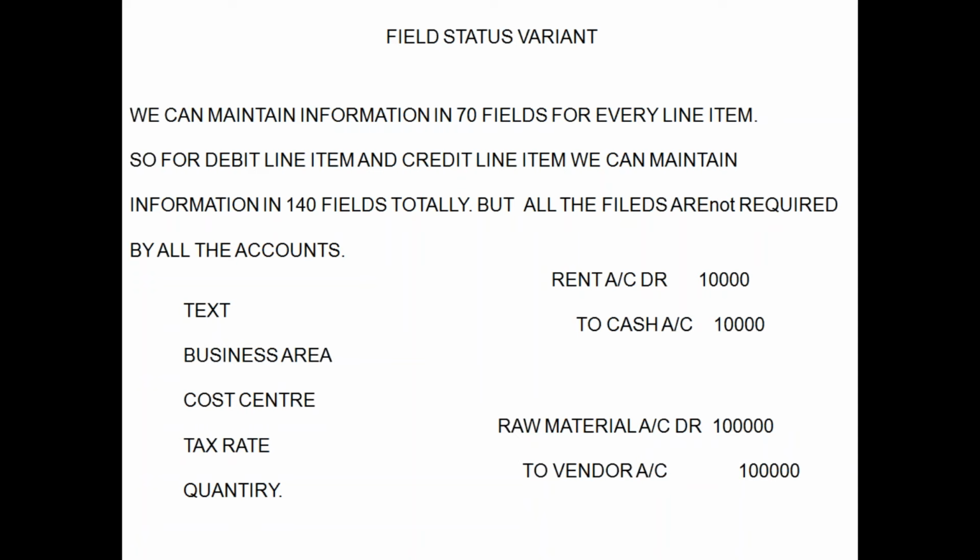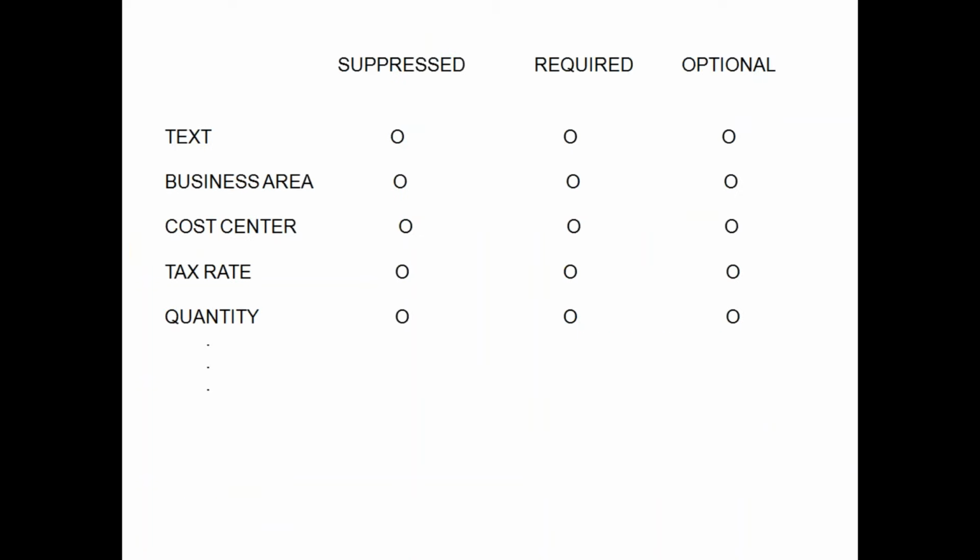Now you need to manage all these 140 fields every time you post a transaction. If you want to manage it a single time, and after that maintain a rule, so that the system displays those fields automatically according to your rule, you need to take the help of the field status variant. Here you can check the fields we have for every line item: text, sub business area, cost center, text date, quantity. We can manage these fields as suppress, required or optional at the time of posting the entry.